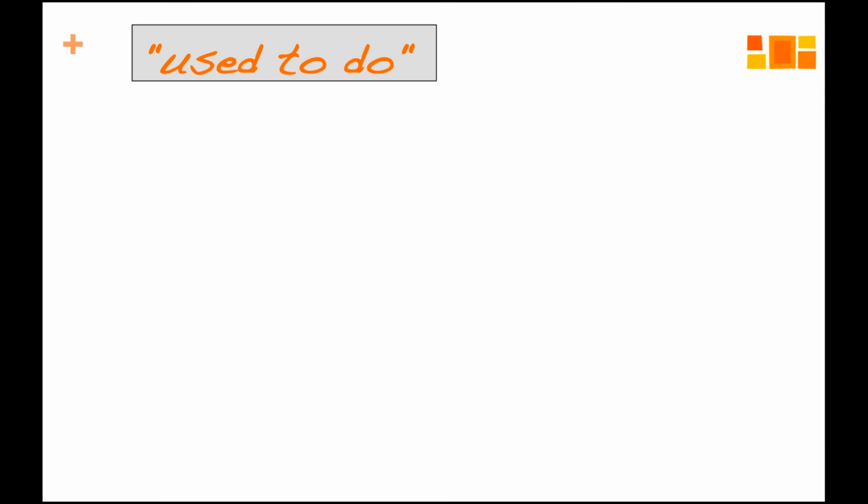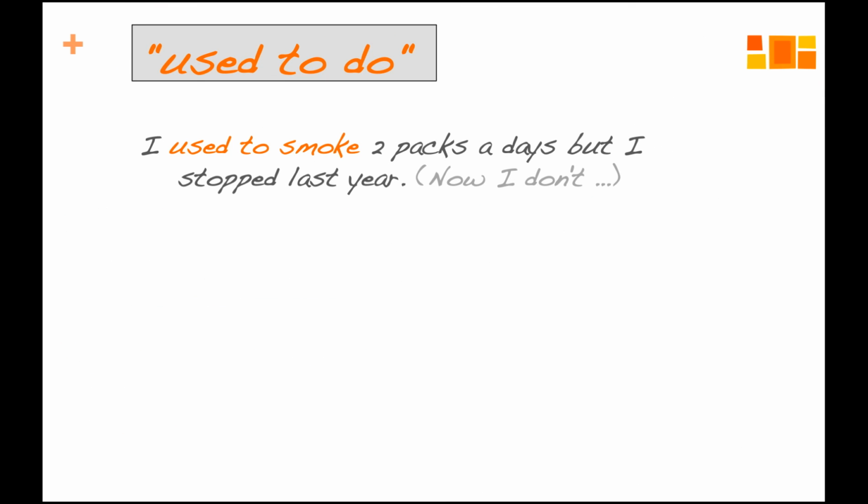Let's have a look at a couple of more examples here. I used to smoke 2 packs of cigarettes a day, but I stopped last year. In between that stopping last year and the now, there is still some time because it's a completed, finished activity. And the I used to smoke is a habit. I did it regularly. And understood, of course, now I don't smoke anymore because it was true in the past and it isn't true anymore in the present.